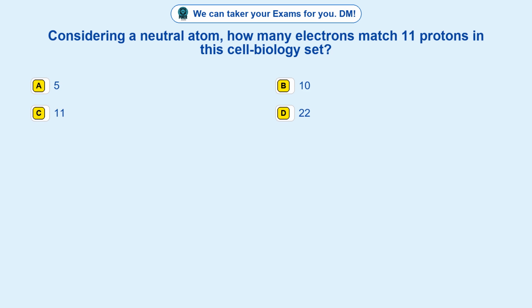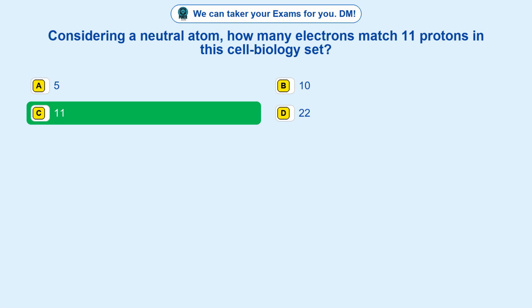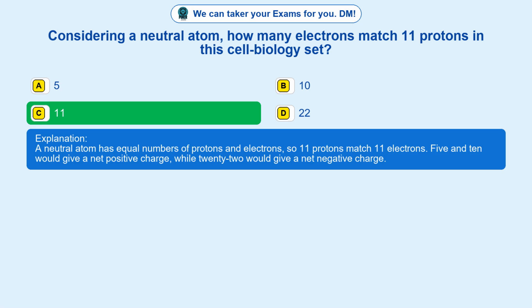Question 32. Considering a neutral atom, how many electrons match 11 protons in this cell biology set? Option A, 5. Option B, 10. Option C, 11. Option D, 22. The correct answer is option C, 11. A neutral atom has equal numbers of protons and electrons, so 11 protons match 11 electrons. 5 and 10 would give a net positive charge, while 22 would give a net negative charge.